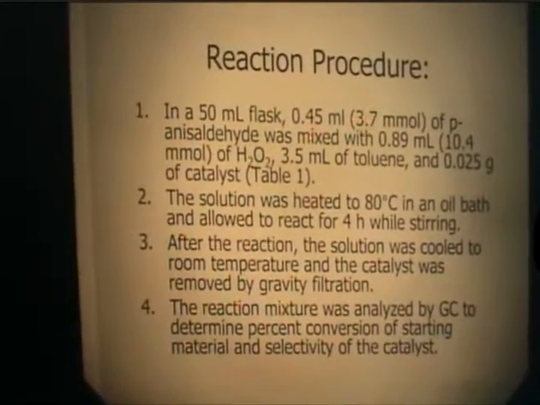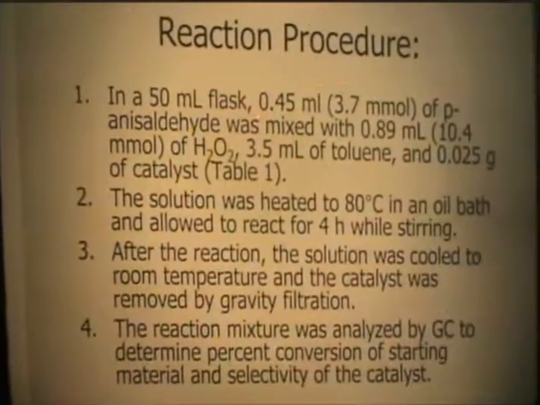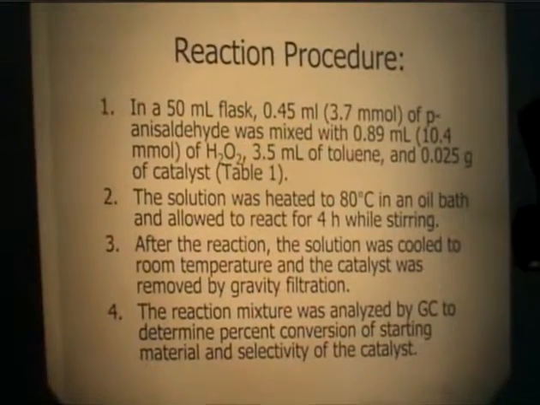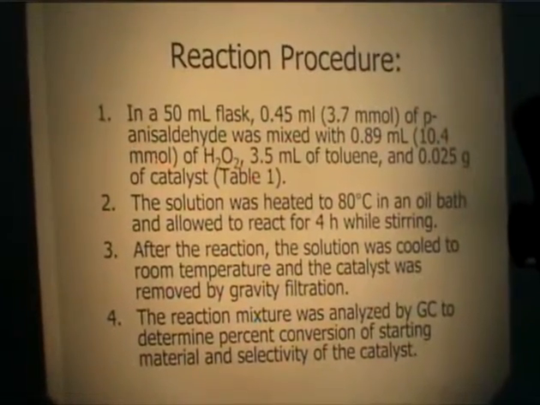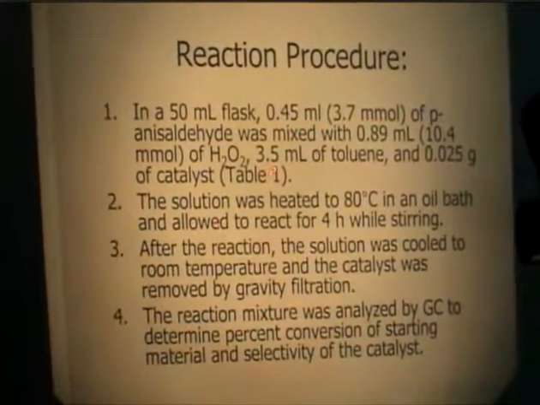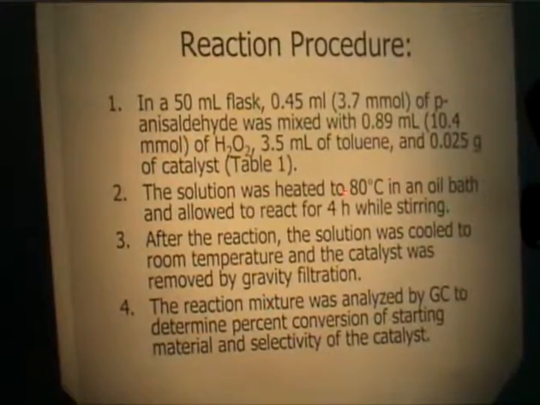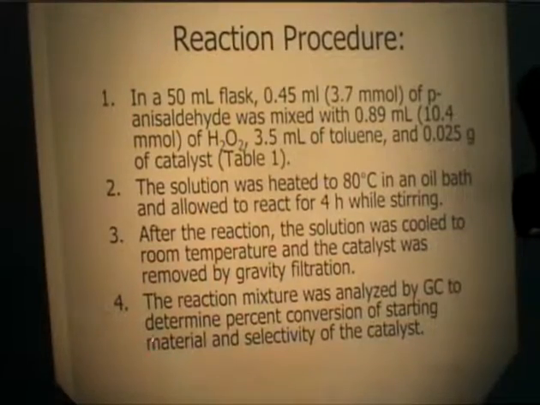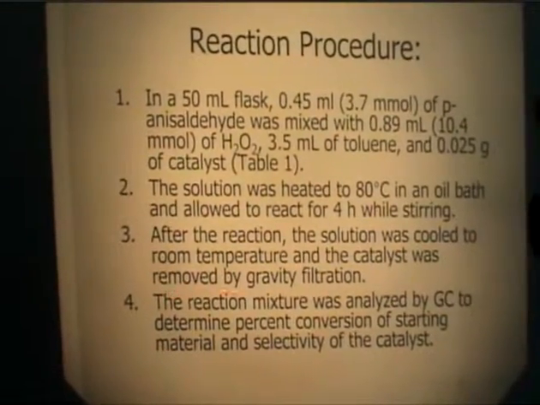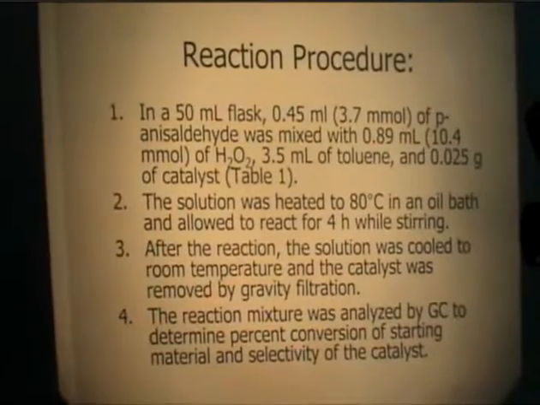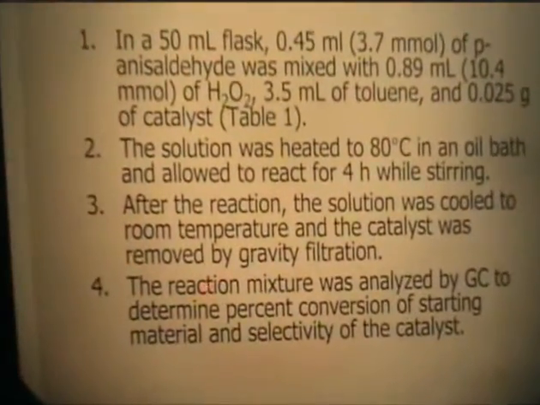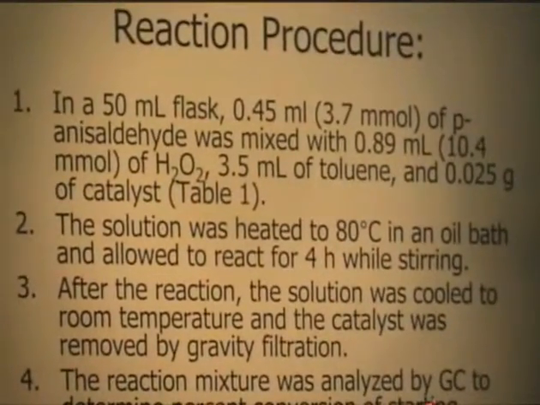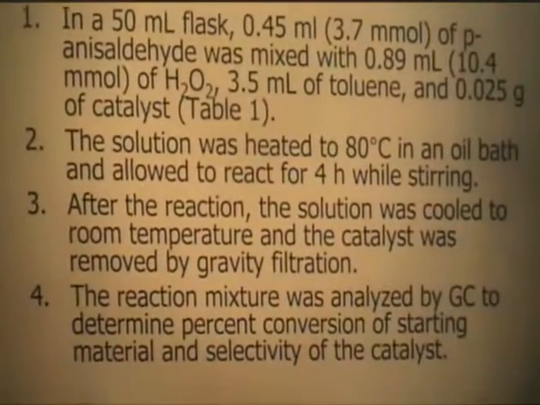Again, we don't have any fancy setup, so we just set up a 50 milliliter flask holding a certain amount of para-anisaldehyde, mixed with a small amount of peroxide and toluene as the solvent and so forth. 80 degrees in an oil bath for 4 hours, and then we took it out and analyzed the products. We did gravity filtration, just let it settle, and took off the solution and analyzed for what we got. And we used the GC, and we also did GC mass spec now.